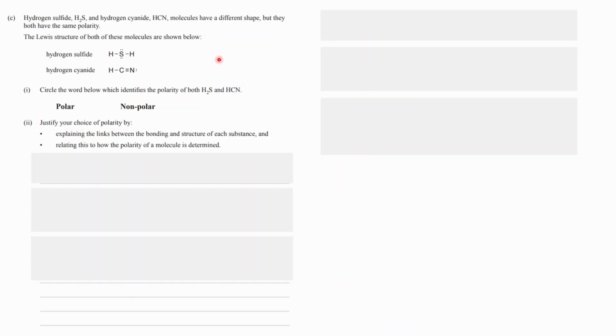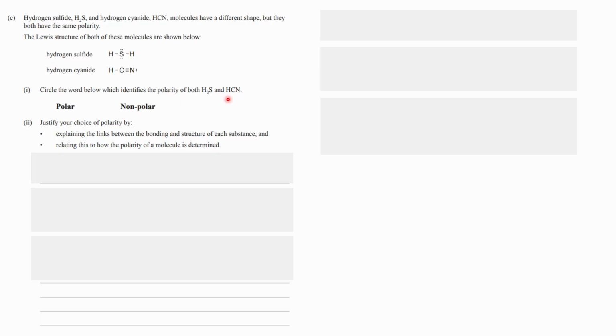Okay, so the second part of this question: hydrogen sulfide and hydrogen cyanide molecules are of different shape, but they both have the same polarity. The Lewis structure of both of these molecules is shown above, so they've drawn the Lewis structure for us, so that's great. Circle the words that best identify the polarity of both H2S and HCN.